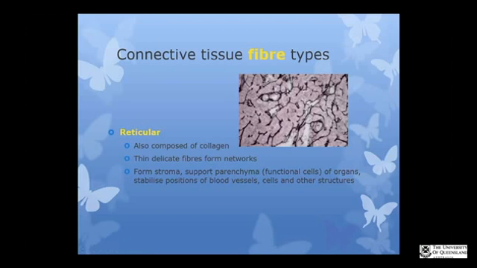They're called stroma. They tend to support functional cells of organs, and they stabilize the positions of blood vessels, cells, and other structures, because you don't want them moving from where you put them, do you? So you need them to stay in place, and these reticular fibers help to keep things in the right place.